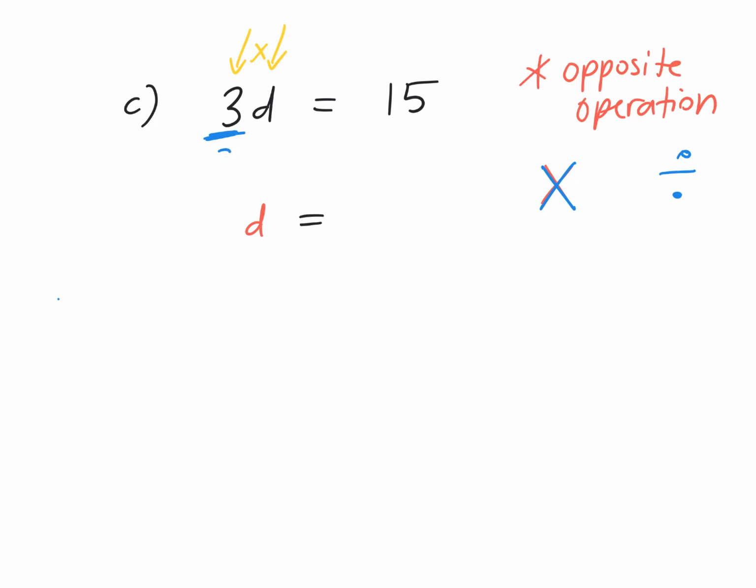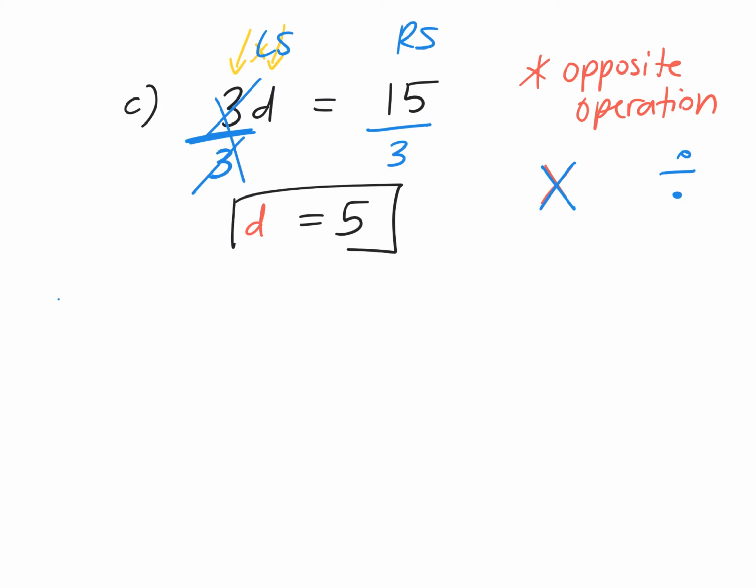I have to divide. Is it 3 divided by 3? Reduces to 1, right? Does it matter if I put a 1 here? Remember, you can put a 1 in front of a variable. It still just represents the variable. So what did I do on the left side? We did divided by 3. So what do I have to do on the right side? Divided by 3. What's 15 divided by 3? 5. That's it. You solved it.